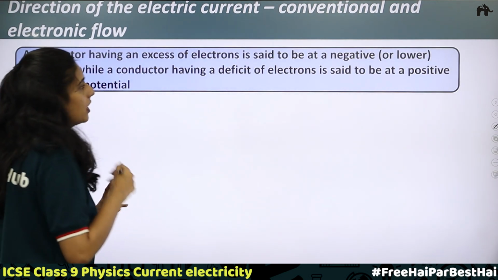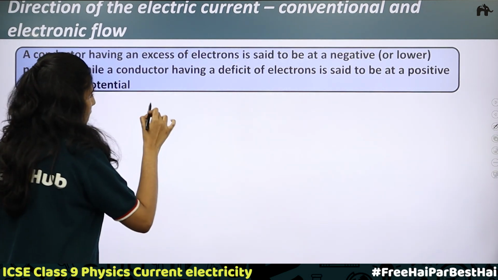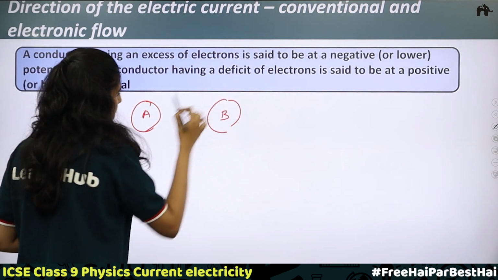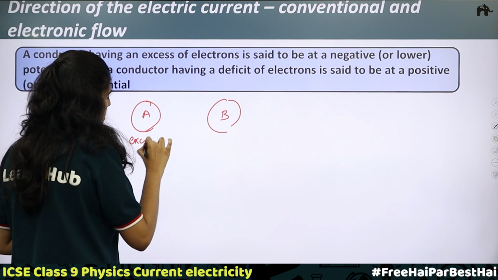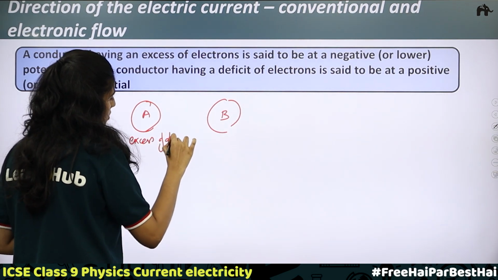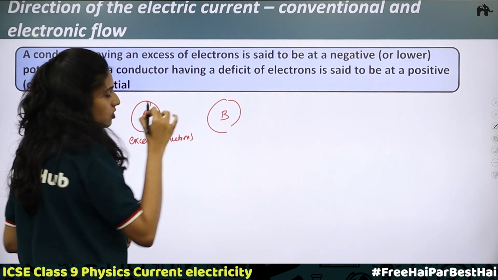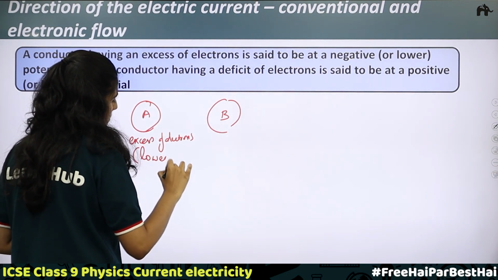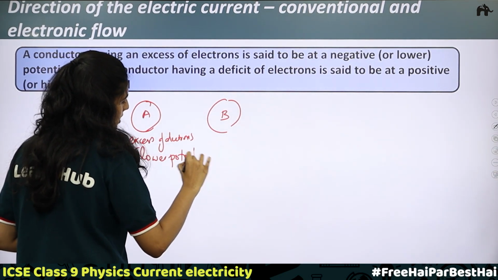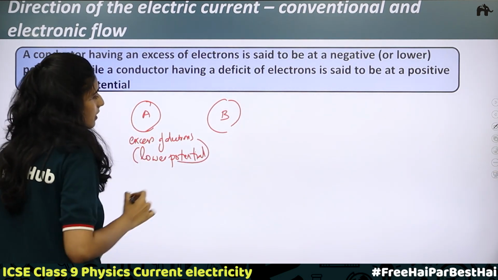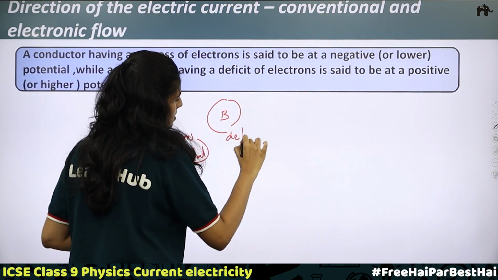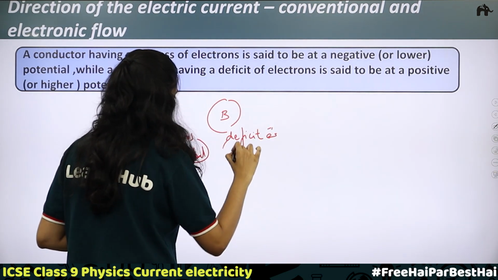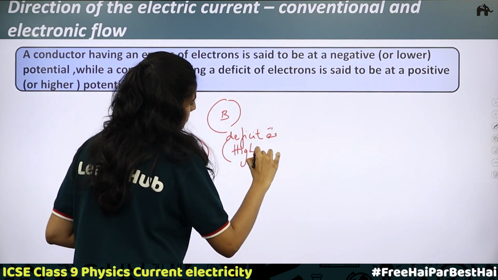Now, electron flow, which means when you take two conductors A and B. Let's say there is excess of electrons in A. If there is excess of electrons, it means the body is at a lower potential. If there is a deficit of electrons, then the body is at higher potential.